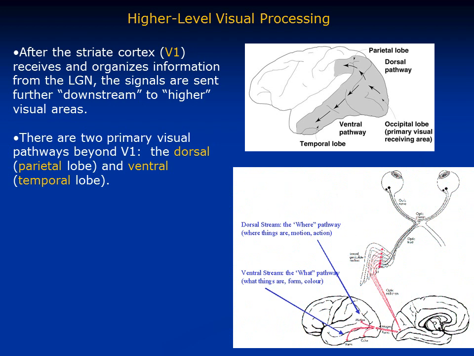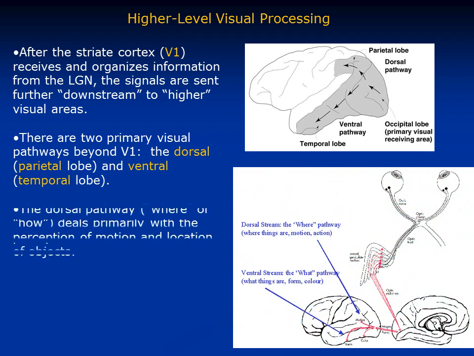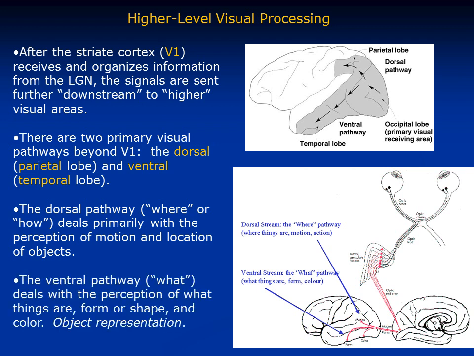Those two areas serve a couple of different functions. Namely, the dorsal pathway that goes up top serves what appears to be the function of telling us where something is in our visual field, and the perception of motion and location of objects. The ventral pathway, going towards the temporal lobe, deals with perception of what something is. Object representation is a good way to put it. Specifics like faces, what or who somebody is represented here in specific areas in the temporal lobe.